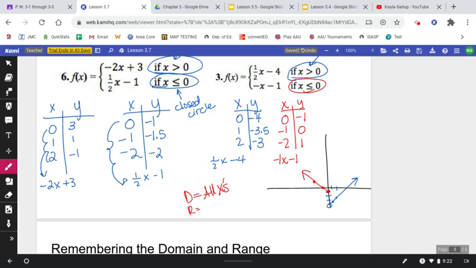For my range, looking at my y's, notice that nothing is below this line here. There's nothing below it. So all of my y's are greater than this point right here, which is -4, and everything above. Everything in the graph is above that.